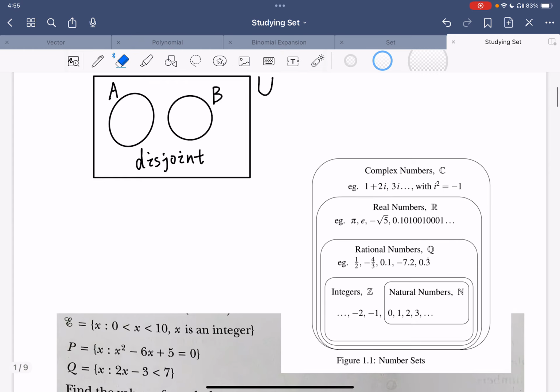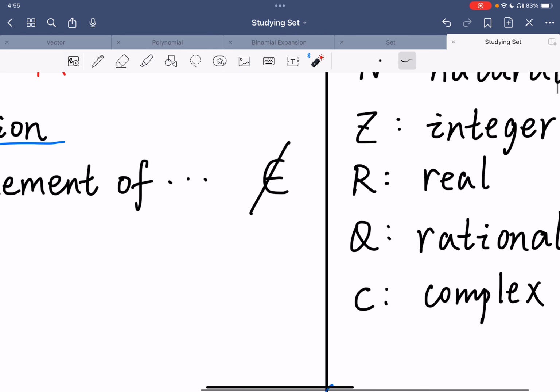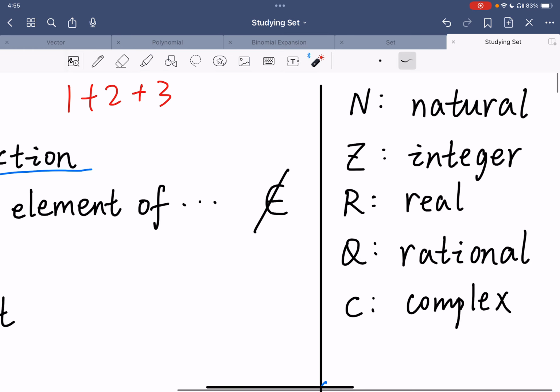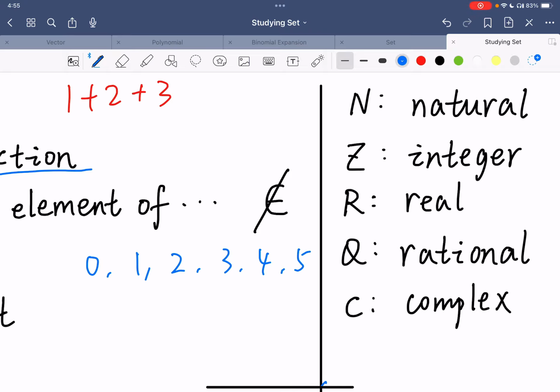Let me briefly introduce this graph to you guys. Before that, we have to get to know different letters and what they represent. So the letter N usually represents natural numbers. For example, 0, 1, 2, 3, 4, 5, and so on. So it excludes negative integers. It only includes 0 and all the positive integers. That is natural numbers.